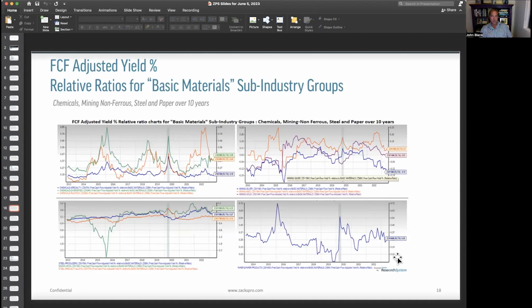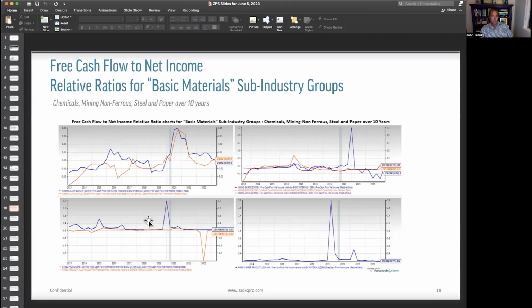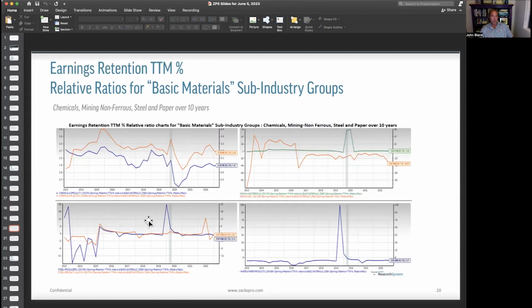Free cash flow adjusted yields. Of course, here we'd like to see this yield be higher. Where do we see that? Generally speaking, I don't see a lot of trades here. Again, silver is weak versus mining miscellaneous, which is strong, and everything else is basically close together. Free cash flow to net income, too noisy a slide to bother with. Let's skip it.